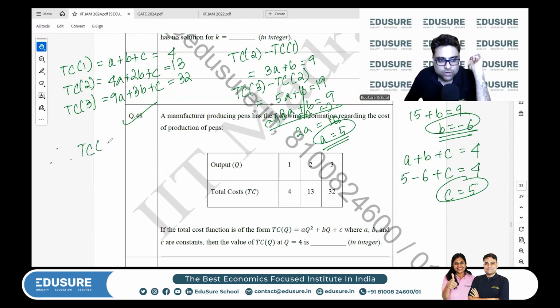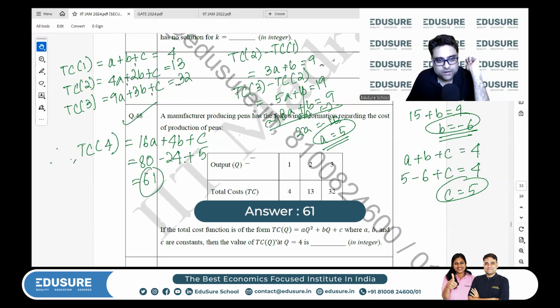Therefore, total cost at 4 will be 16A plus 4B plus C. 16 into 5, 80. 4 into minus 6, minus 24. C is equal to 5. So 80 minus 24 plus 5 is 61. And that is what my answer is.